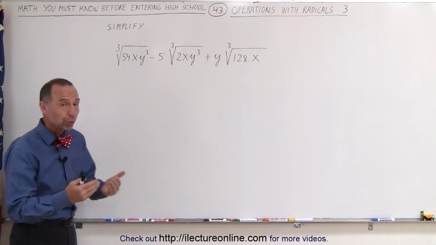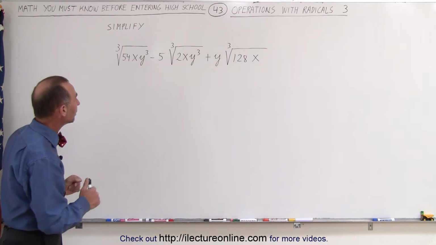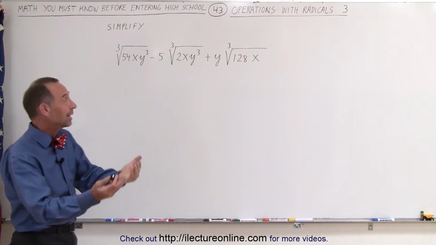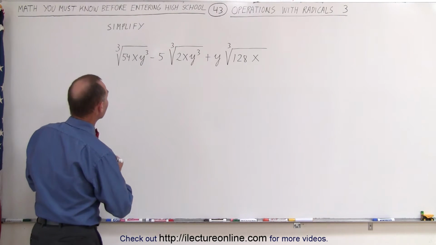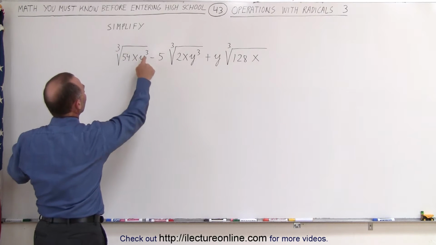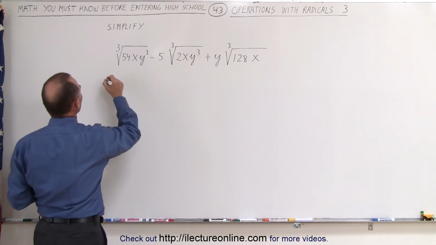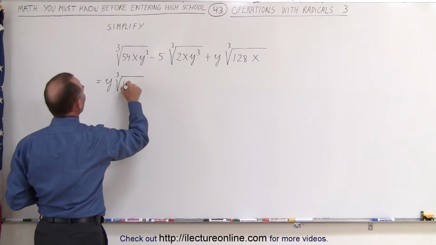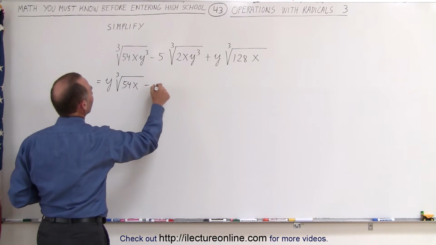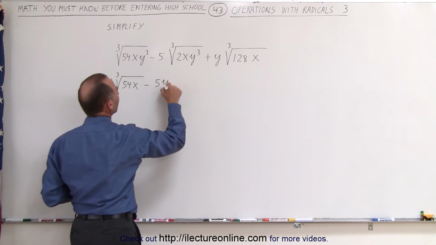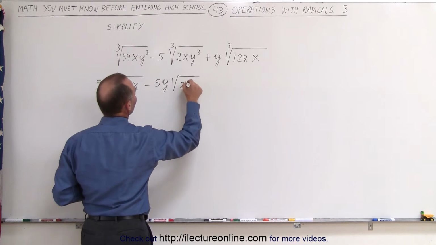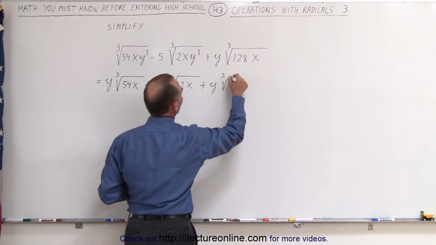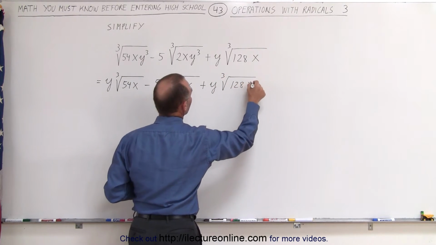Our next example, we have three radicals. All three of them are the cube root of something underneath the radical. Notice that we have a y cubed here and a y cubed there, so right away we can get that outside the radical sign. The cube root of y cubed is simply y, so this can be written as y times the cube root of 54x minus, here we can take the y out as well. We have the cube root of 2x, and here we have plus y times the cube root of 128x.